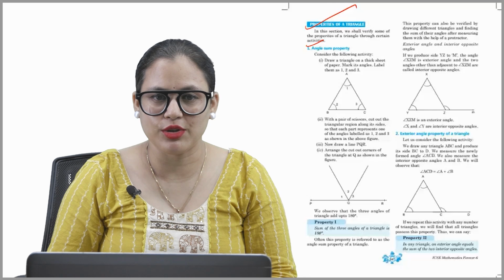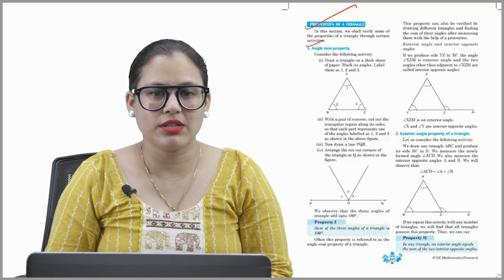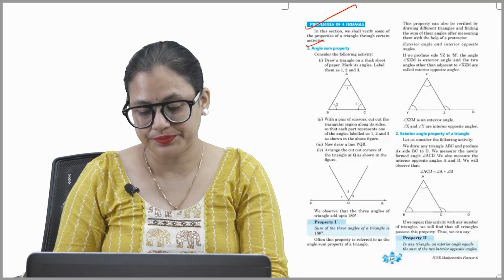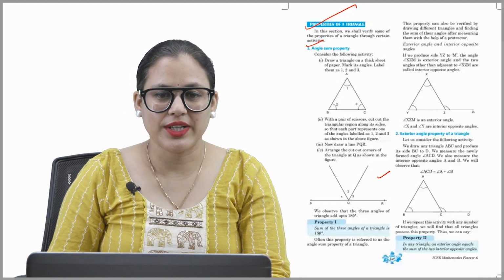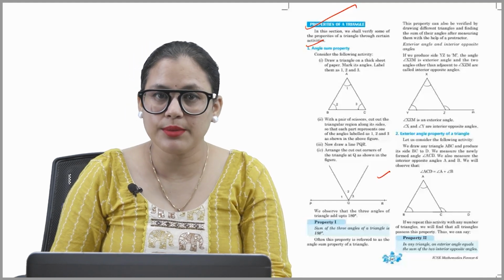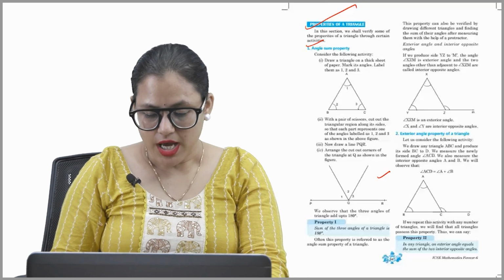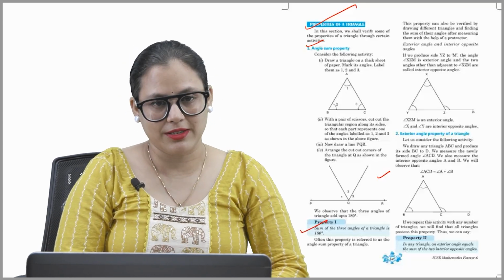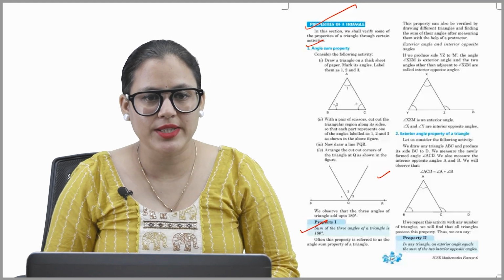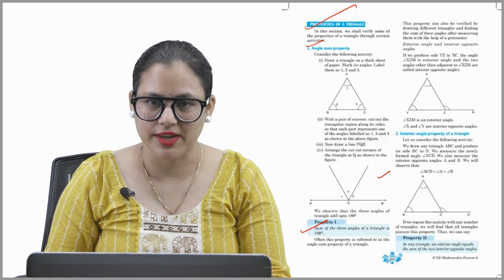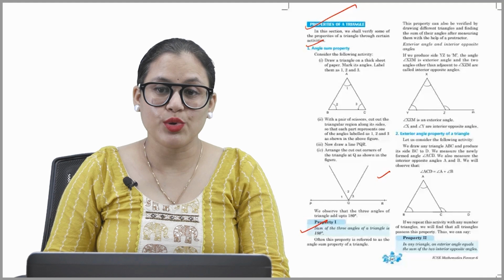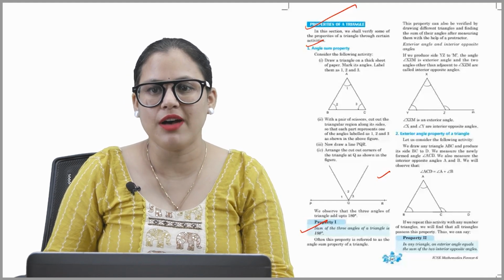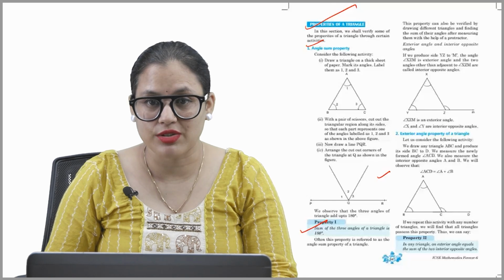Now, draw a line PQR, and number 4, arrange the cutout corners of the triangle at Q as shown in the figure. So we observe that the 3 angles of the triangle add up to 180 degrees. So property 1 is: the sum of the 3 angles of a triangle is always 180 degrees. Often this property is referred to as the angle sum property of a triangle. This property can also be verified by drawing different triangles and finding the sum of their angles after measuring them with the help of a protractor.